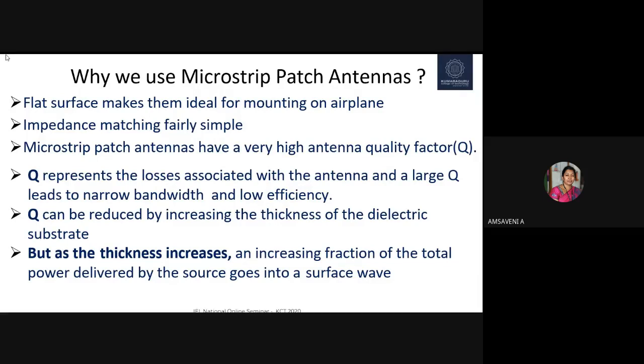So you can increase the efficiency and the bandwidth by reducing the quality factor. How do we reduce the quality factor? By increasing the thickness of the dielectric substrate used. Next we will see the structure of the microstrip antenna: what are the different elements, the different parts of a microstrip antenna?